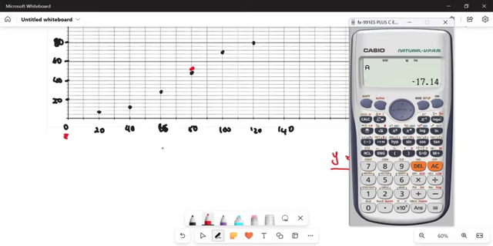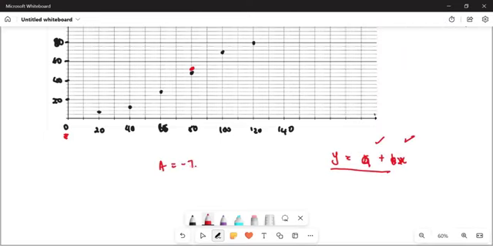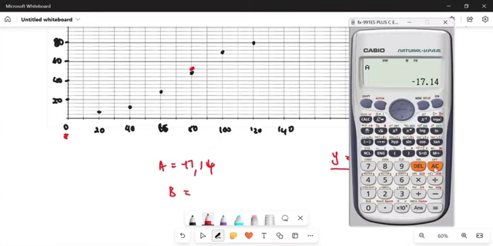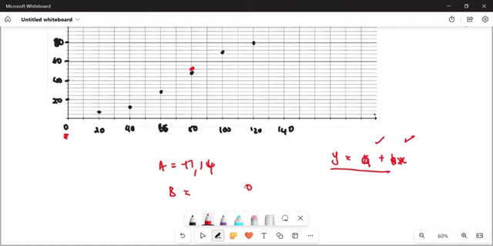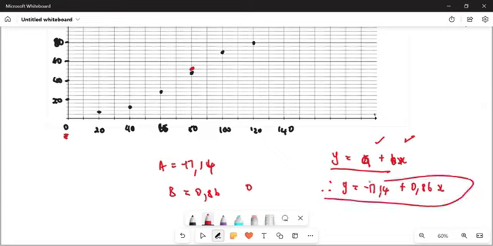What is our A? It says minus 17.14. Okay, what is our B? Shift 1 again and then we press 5, then 0. Our B is 0.86. Therefore, what is going to be our equation? Our equation is minus 17.14 plus 0.86x.